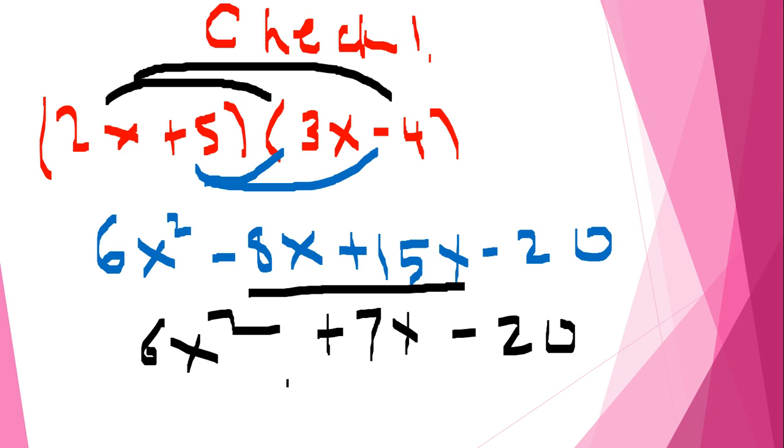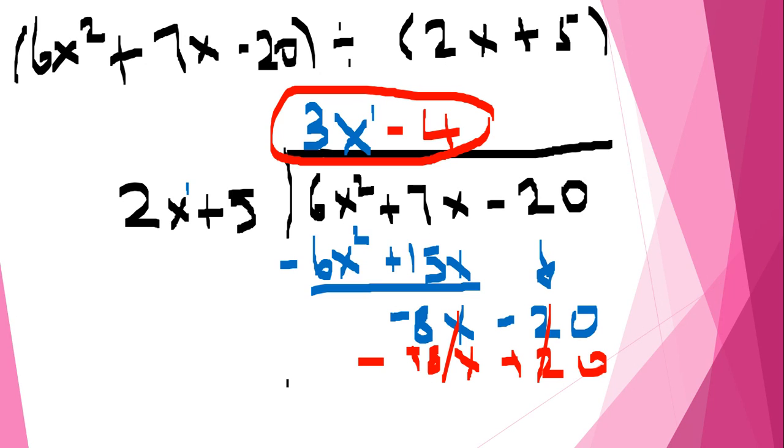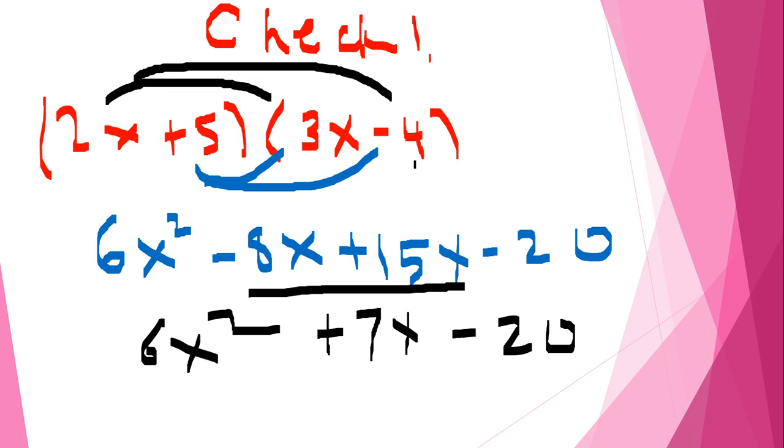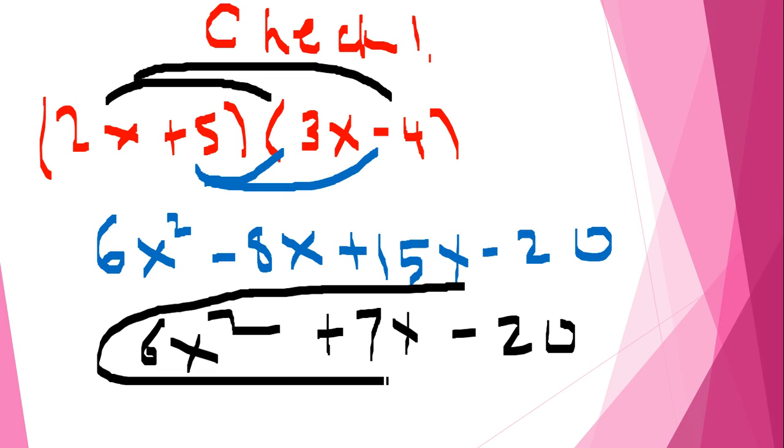Okay, you're done. So you got 6x squared plus 7x minus 20. This is a check. Let's see if our dividend was so. If you look at our question, our dividend was 6x squared plus 7x minus 20 divided by 3x minus 4. And truly, when we checked by multiplying by 2x plus 5, we found it to be the same dividend.